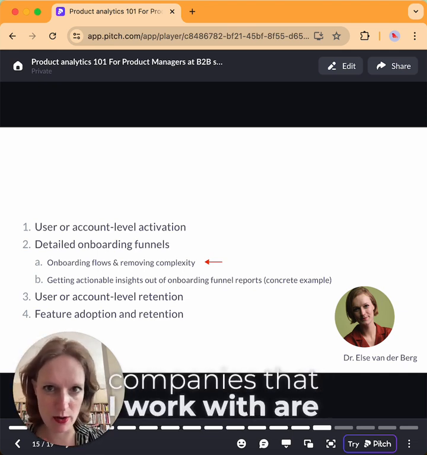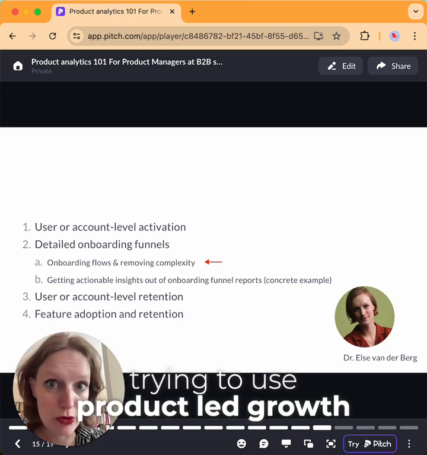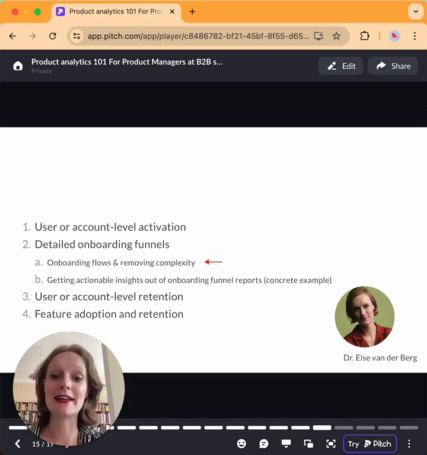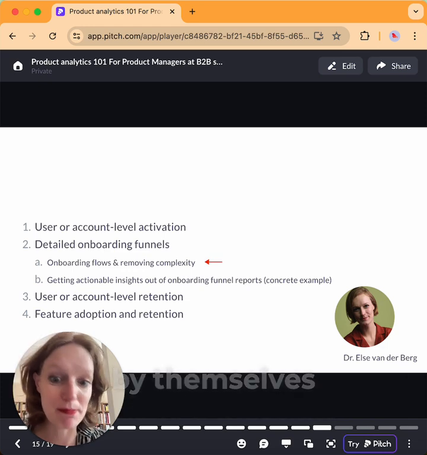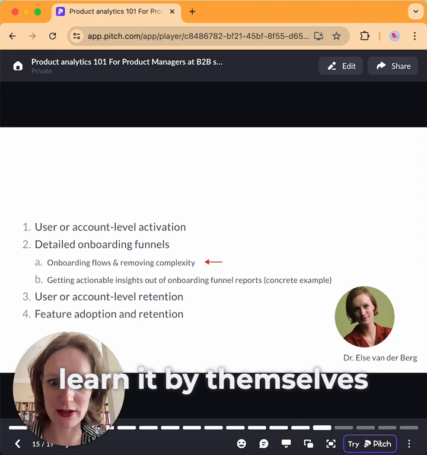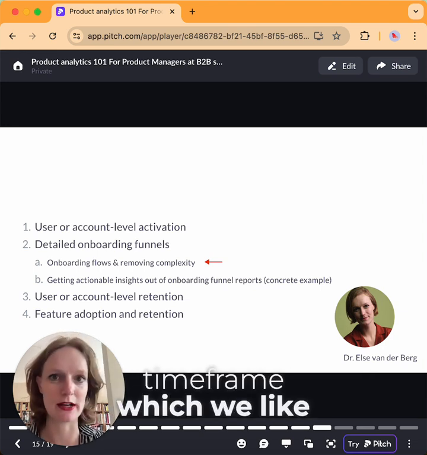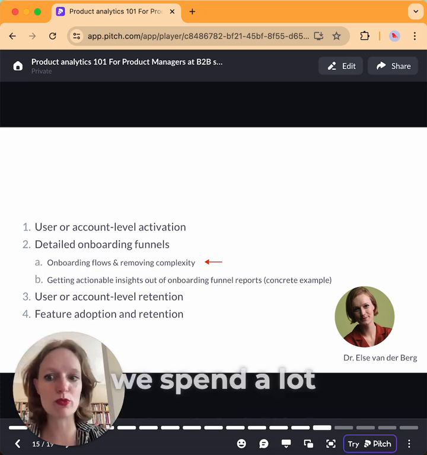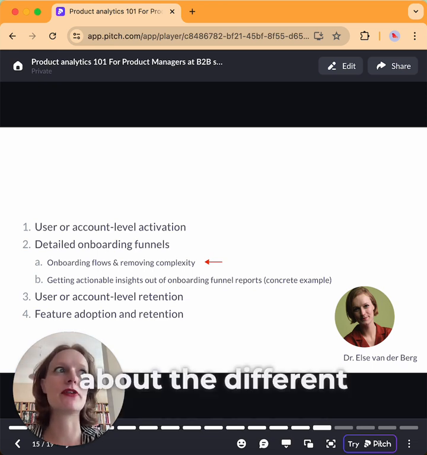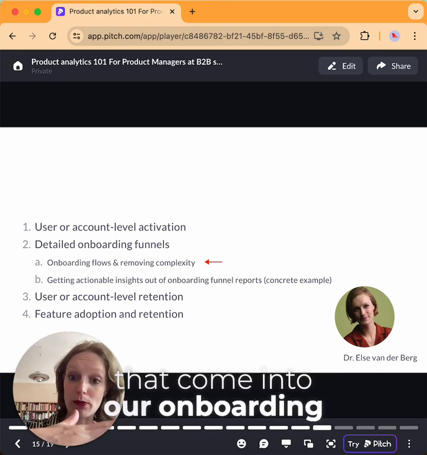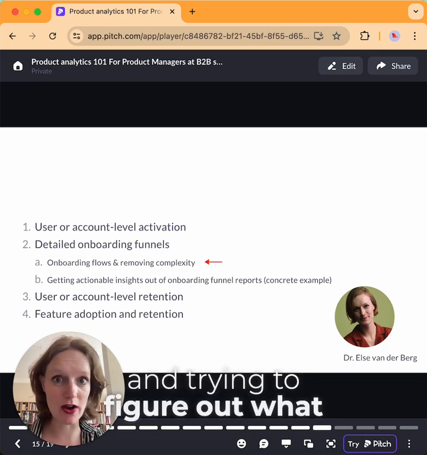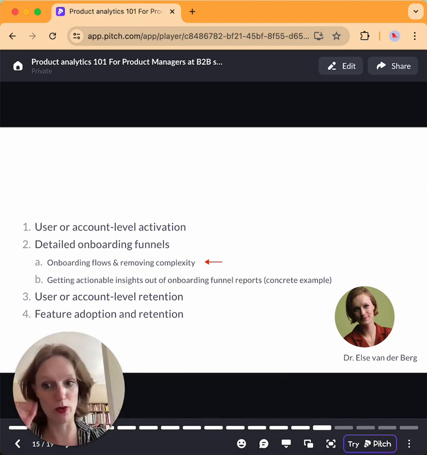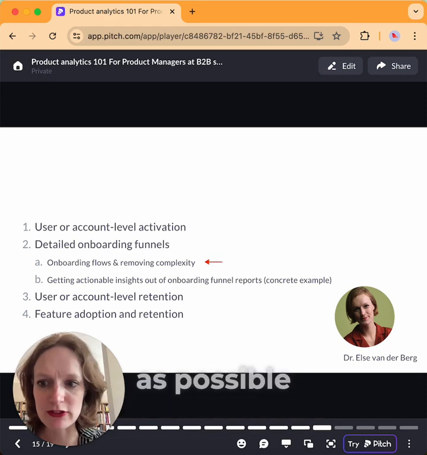Most SaaS companies that I work with are trying to use product-led growth, or PLG. So the goal is that new users can self-serve and figure out the value of the product by themselves, use it, and learn it by themselves in a reasonable time frame, which we like to call time to value. As product or growth people, we spend a lot of time thinking about the different kinds of users that come into our onboarding flow and trying to figure out what it is they're trying to achieve, right? So that we can send them to value in a straight line as smoothly as possible.